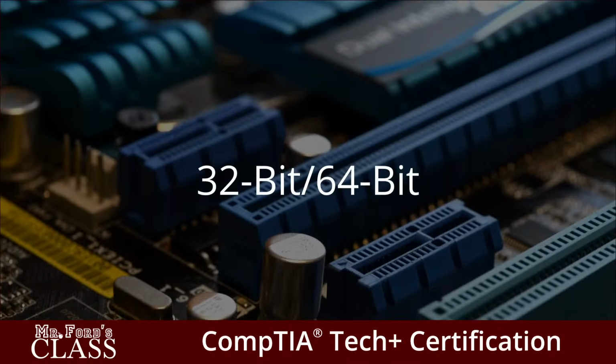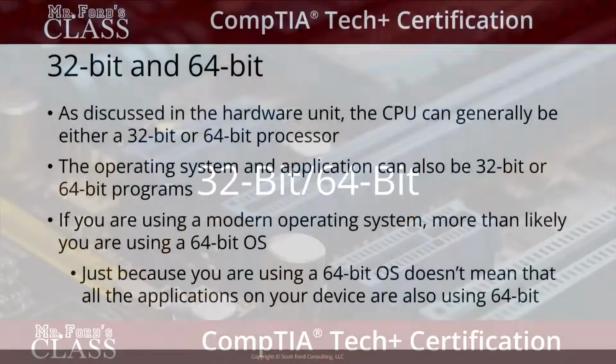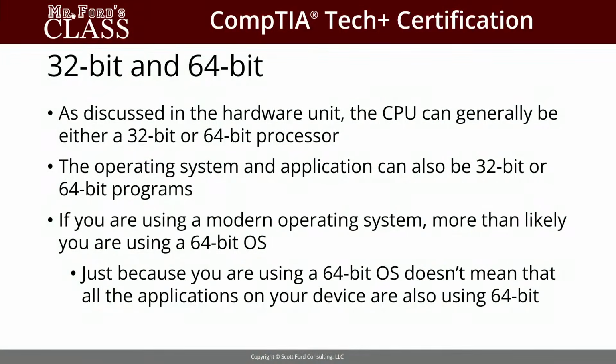So there we go. All right, so let's take a look at 32-bit versus 64-bit. As discussed in a hardware chapter, if you were in my live face-to-face lecture, if not, this is discussed in the previous unit, in hardware we can usually have a 32-bit or a 64-bit CPU, a 64-bit processor. The operating system and applications can also be 32-bit or 64-bit.